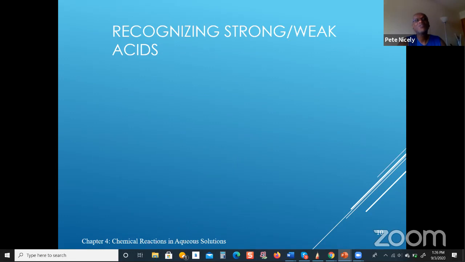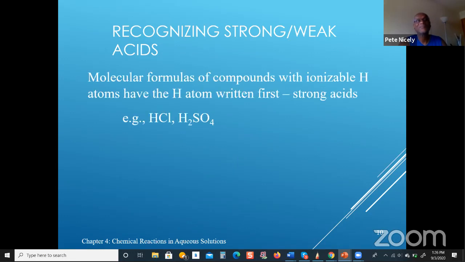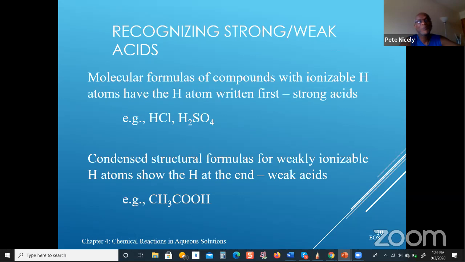Okay. So how do we recognize strong and weak acids? Well, the molecular formulas for strong acids are typically written with the hydrogen at the beginning, like HCl and H2SO4. So if you see that sort of representation, more than likely the acid is a strong acid. On the other hand, weak acids tend to have the hydrogens in their formulas placed at the end, such as in the case of acetic acid. But that's not always true.